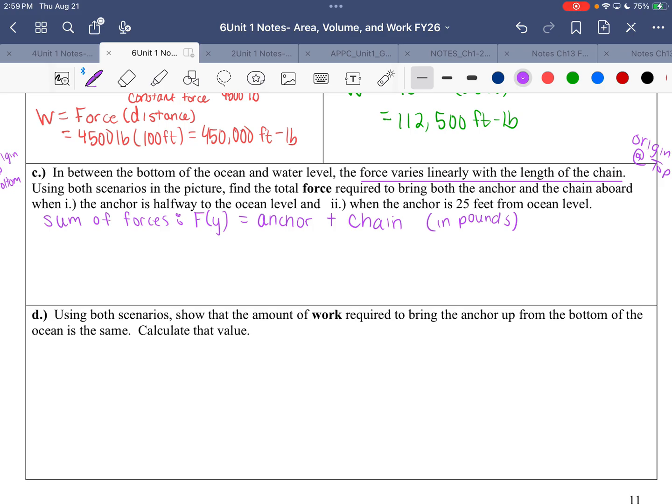Is the weight or the force of the anchor changing or constant? Constant. So this is constant, a little C for constant. Is the force of the chain changing or constant? Changing. Oh, I should say varying, because they would both be C's if I said changing versus constant. Okay, now we're going to split down the middle.